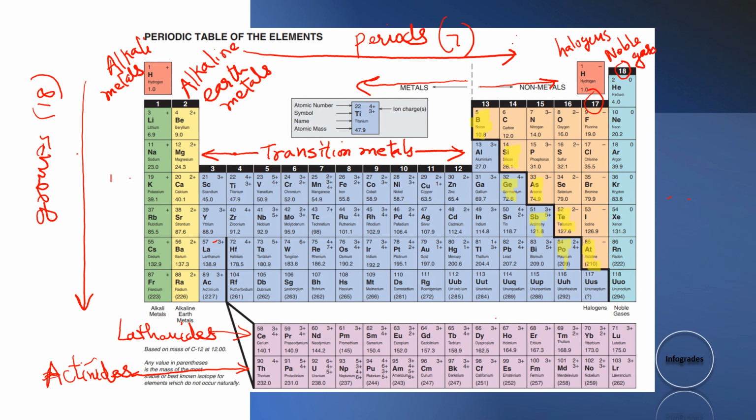And other than that, we also know that groups 1, 2, 13, 14, 15, 16, 17, and 18 are collectively called representative elements. So groups 1, 2, and 13 to 18 altogether. All right. So that was a quick summary of the major classification of the periodic table.